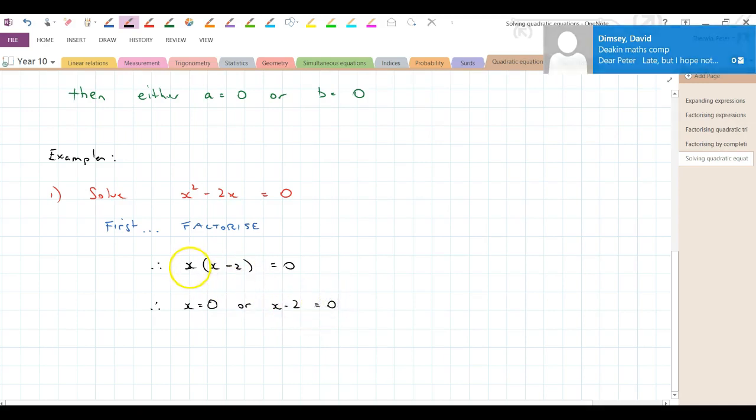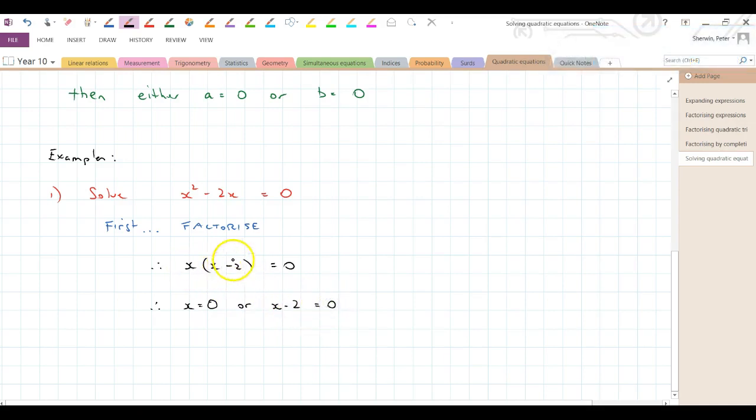Think about that. If x is 0, then I've got 0 times, who cares? If x was 0, there would be minus 2 here. I get 0. So x equals 0 solves this equation. 0 times minus 2 equals 0, but we don't even need to evaluate that.